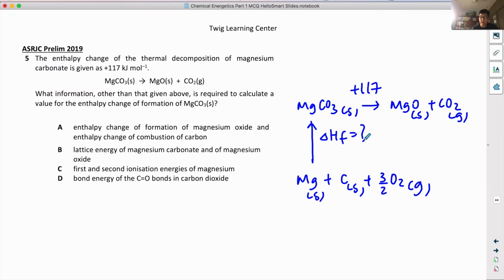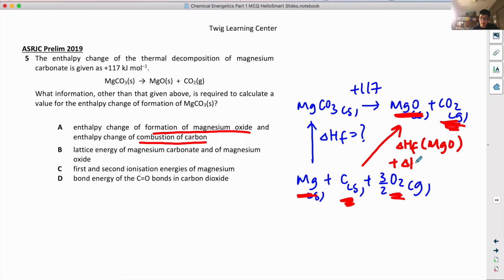If you can see clearly, the data that you really need is from here to here. You need magnesium to become magnesium oxide. This is called the formation of magnesium oxide: magnesium plus oxygen to give magnesium oxide. Secondly, the carbon must also become carbon dioxide. This is also known as combustion of carbon: carbon plus oxygen to give carbon dioxide. So you have formation of magnesium oxide and combustion of carbon. With these two data, you can calculate the enthalpy of formation of magnesium carbonate. So the answer is A.